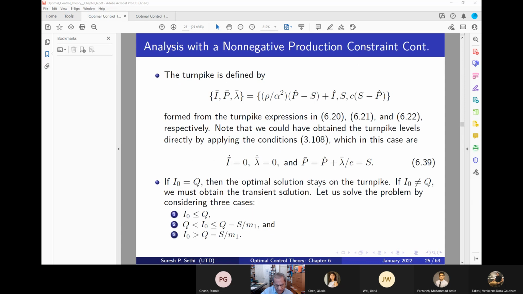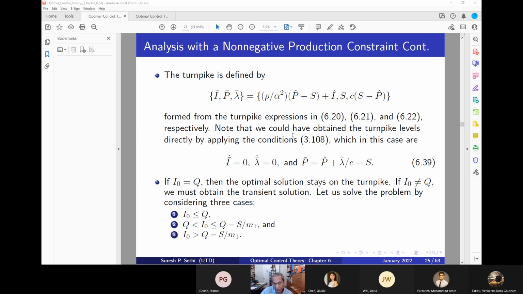So let's solve this problem in 3 cases. If I0 equals Q, the optimal state on the turnpike, we're done. If I0 is not equal to Q, we have some cases. One is I0 less than Q. One is I0 between these quantities, and one is I0 above these quantities. We need to solve all of those 3 problems. Why I come to this one will become clear to you.